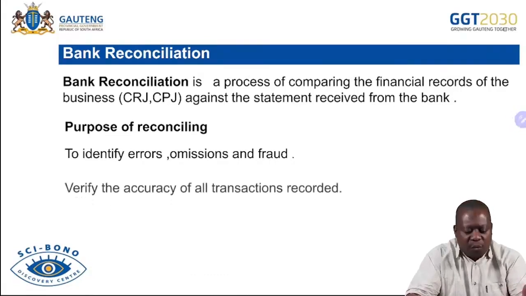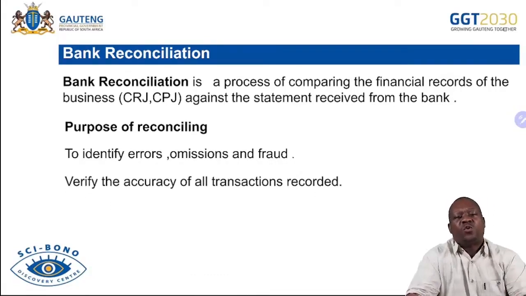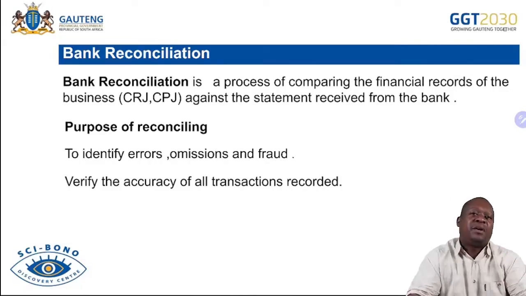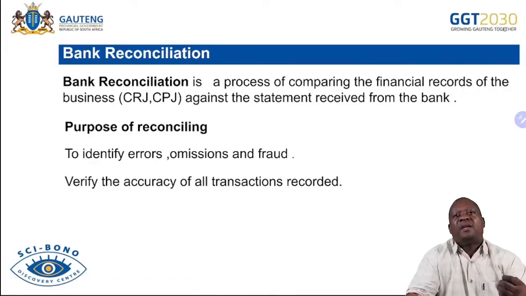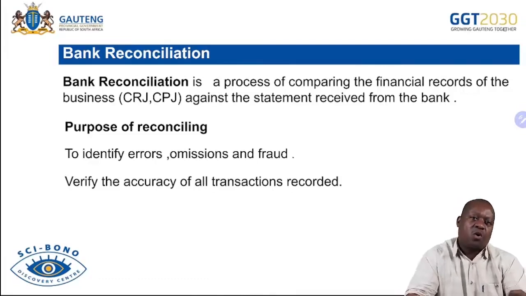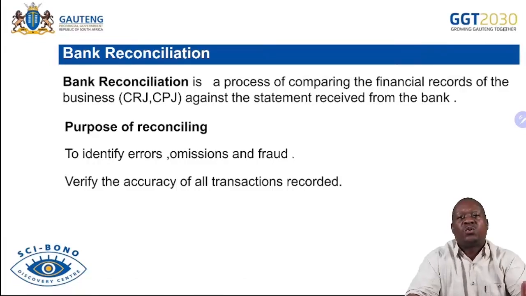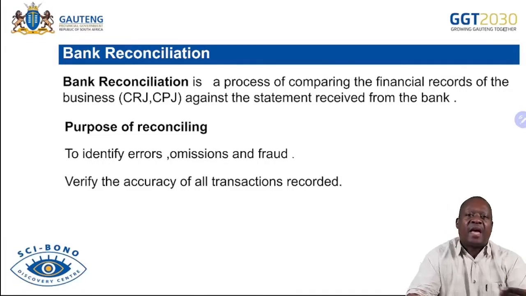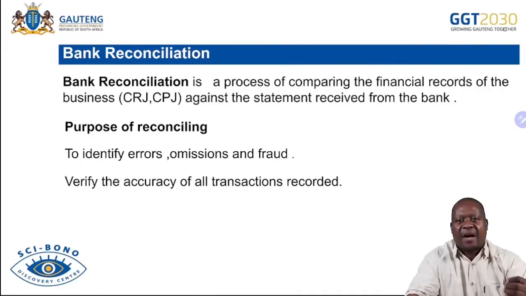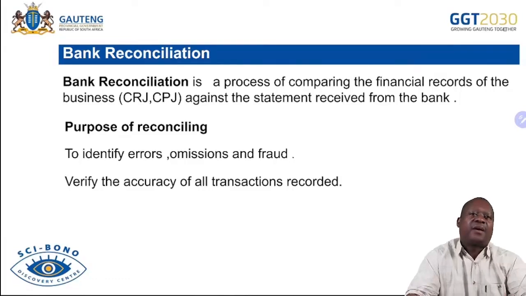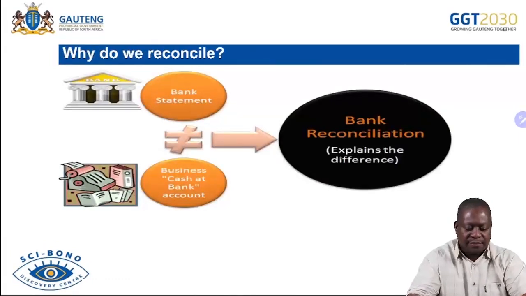Now, another thing is we want to verify the accuracy of all the transactions that have been recorded. Remember, the information that is being used to record in our books and the information that the bank is also using depends on our common information. So if any one of the two parties makes a mistake, then we can be able to verify who is accurate in this case. So we verify the accuracy of our records.